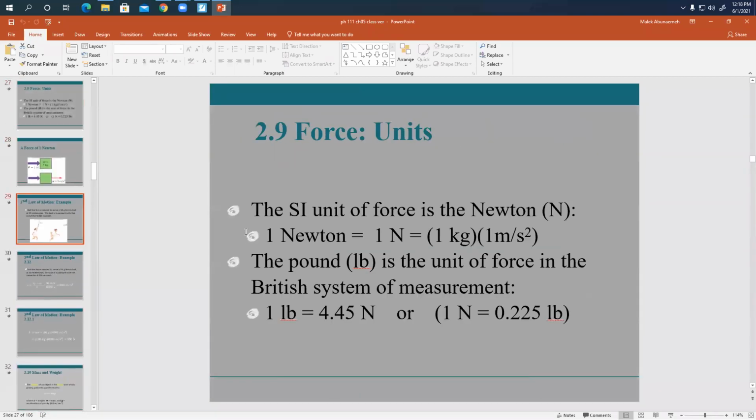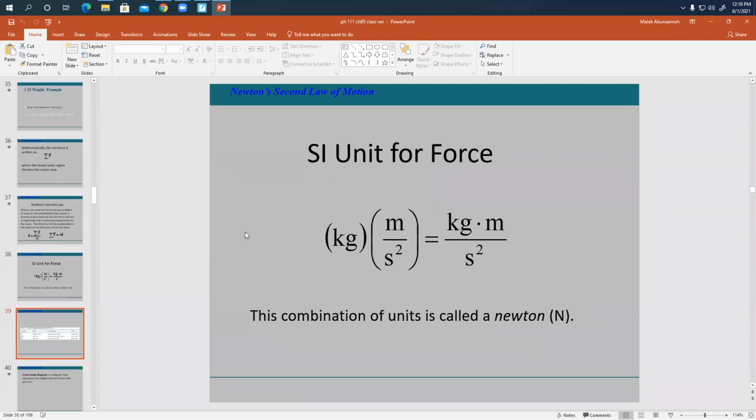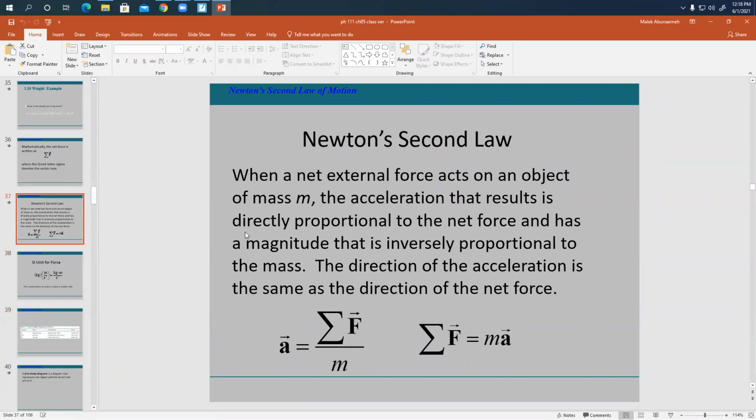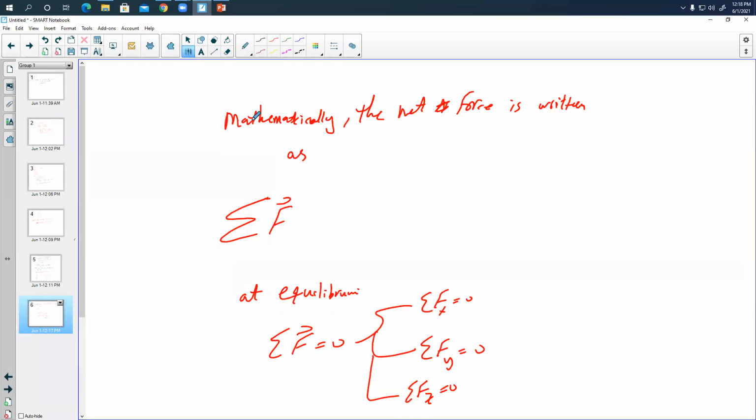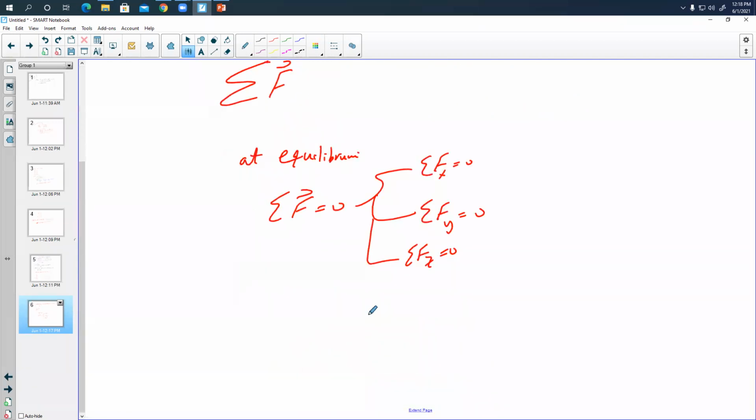Actually, we're still on the second law of motion. So when an external force acts on an object of mass m, the acceleration that results is directly proportional to the net force, and has a magnitude that is inversely proportional to the mass. The direction of the acceleration is the same as the direction of the net force. So for F equals ma, that means a is going to equal your sigma forces F divided by m.